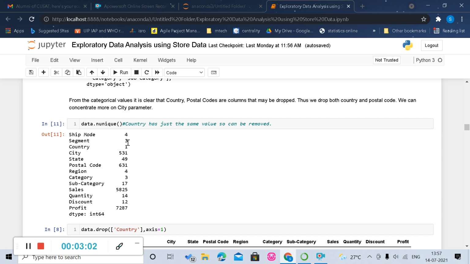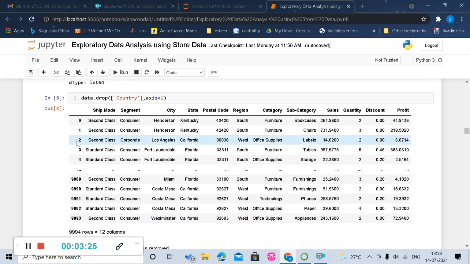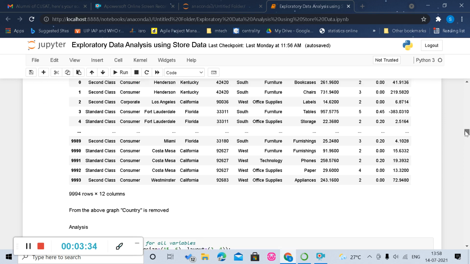Whereas segment has 3 different values, and ship mode has 4 values. Country has just one value. As I said, USA is the same value throughout the dataset. In the same way, for all the columns, how many unique values there are is displayed here using data.nunique. Now, using data.drop of country, I have removed the column country and displayed the entire dataset.